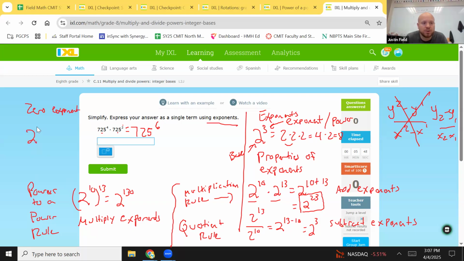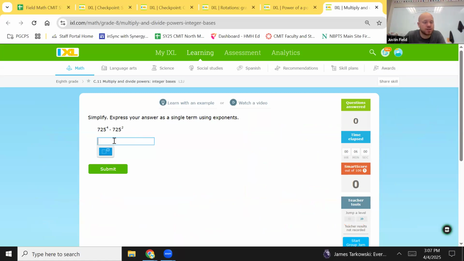You might think that 2 to the 0 power is 0. It's not. It's 1. That's the definition. Anything to the 0 power is 1. All right, let's see how far those rules take us into this assignment.